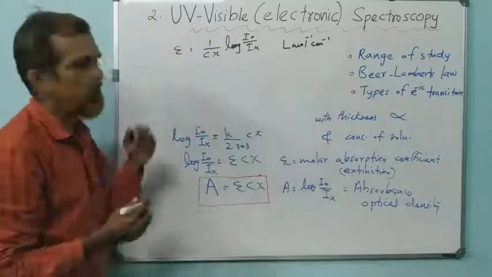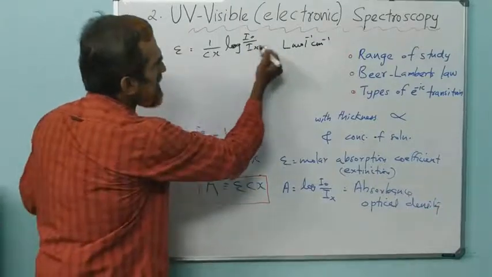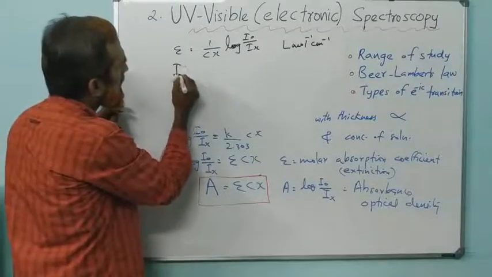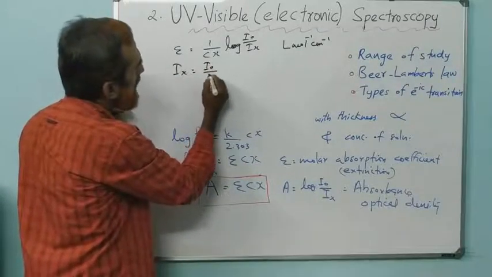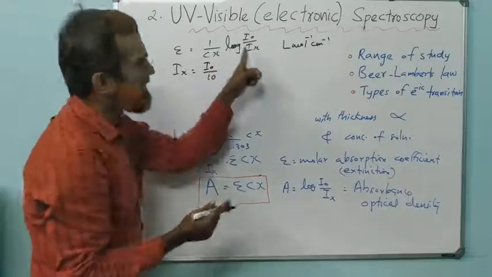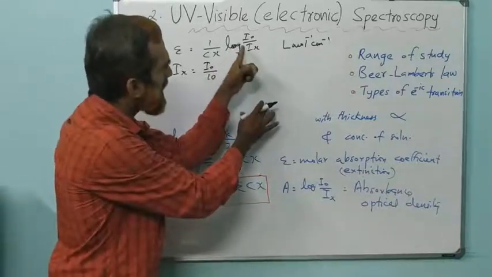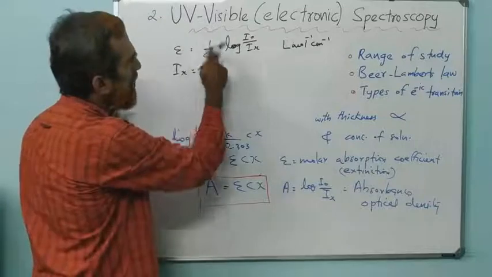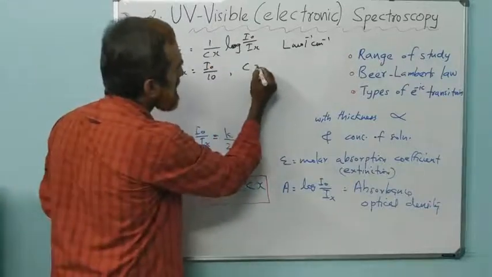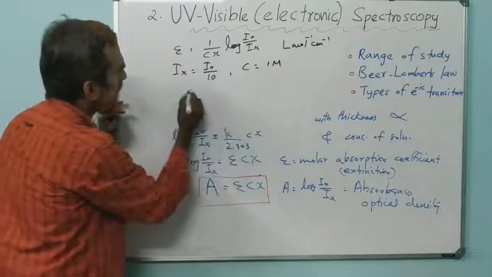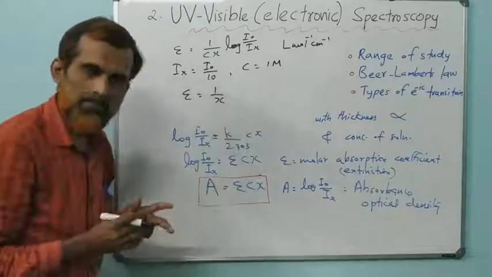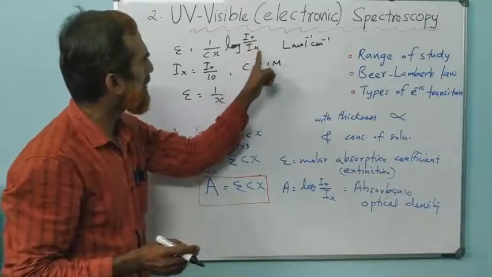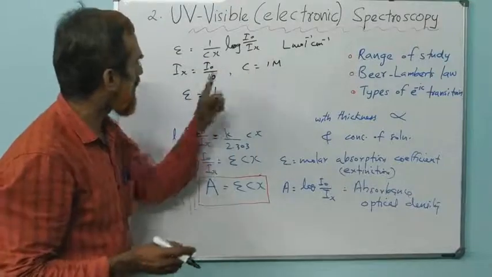Now coming to the definition of epsilon, what we do is, we have to make this log term as unity, 1, for which, let's take Ix is equal to I0 by 10. So what do you get? When Ix is replaced by I0 by 10, I0 gets cancelled, it becomes log 10, which is 1. So that this will become epsilon equal 1 by Cx. Also we take C is equal to 1 molar. In this case, epsilon becomes 1 by x, isn't it? You understand? See, if you replace this by I0 by 10, it becomes log 10 and 1. And C is also 1, so you get this.